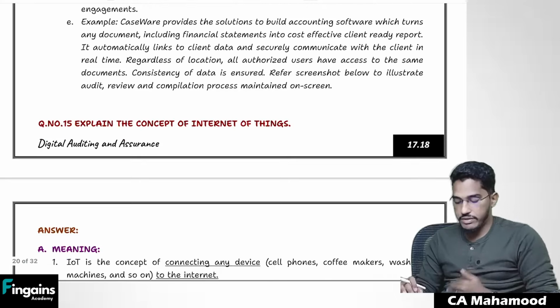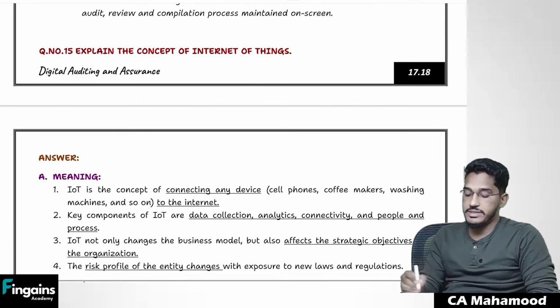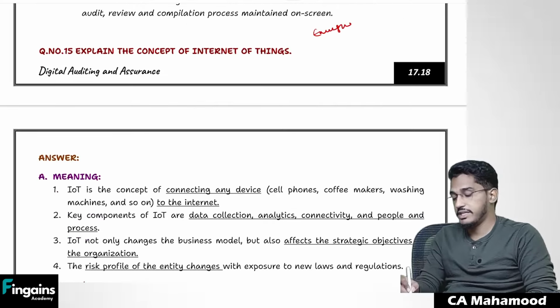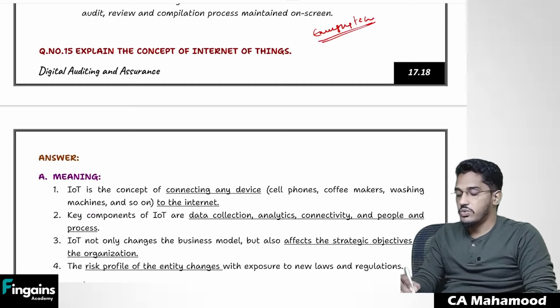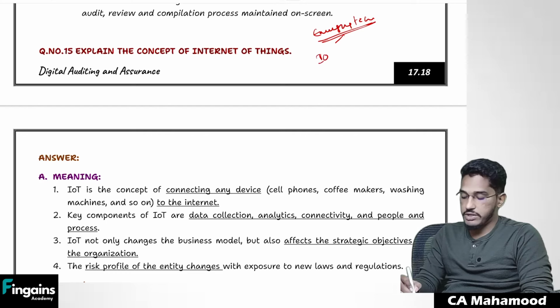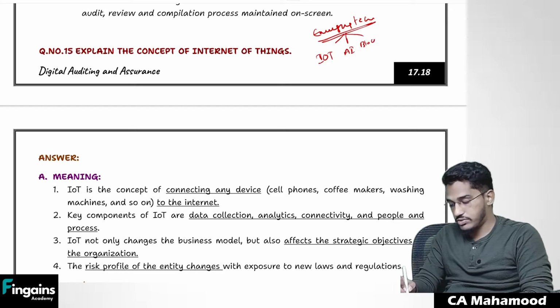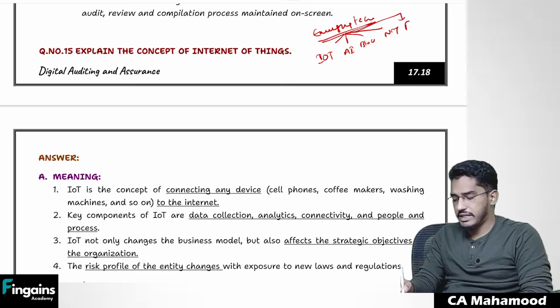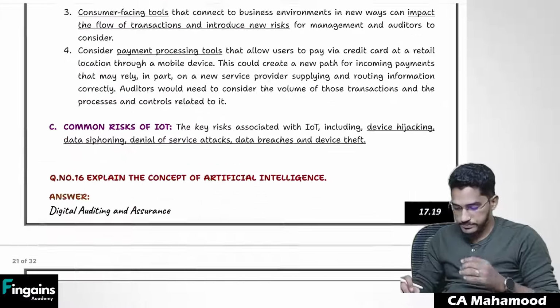Understood? Now going forward, we will be seeing emerging technologies. In the emerging technologies, they will try to explain something called Internet of Things. They will try to explain artificial intelligence. They will try to explain blockchain. They will try to explain NFT. After that, I guess, they will explain robotic process automation.